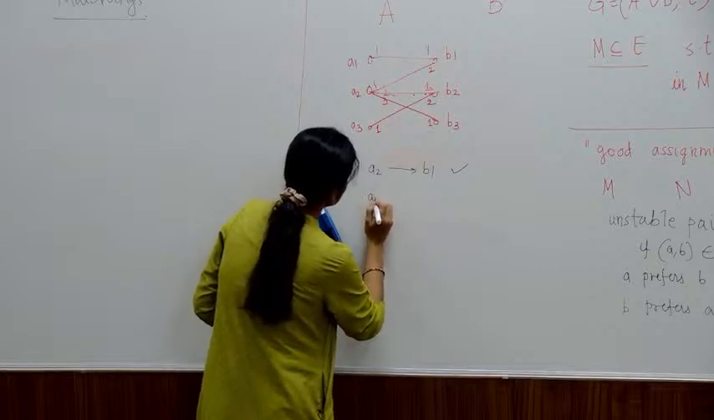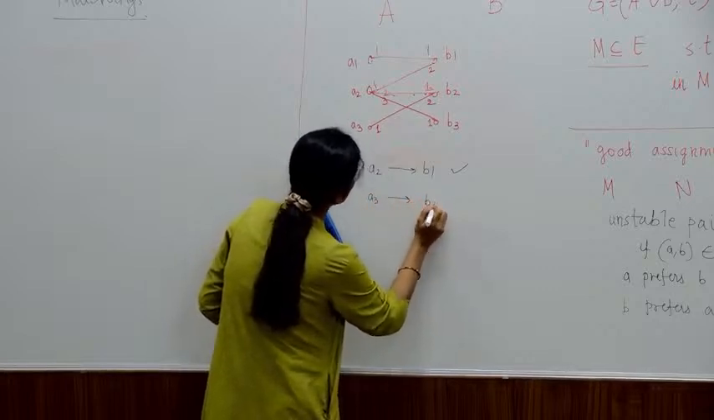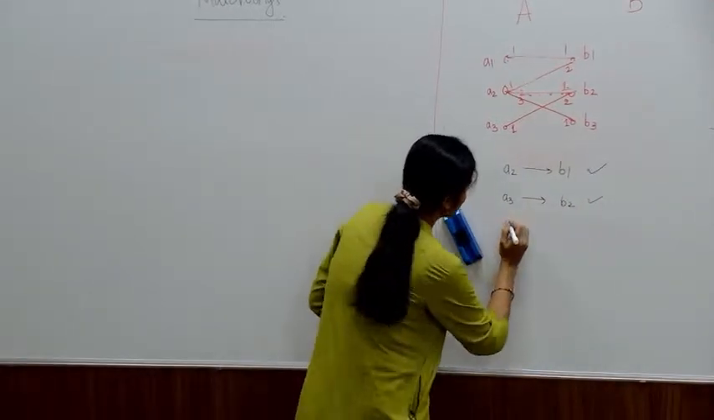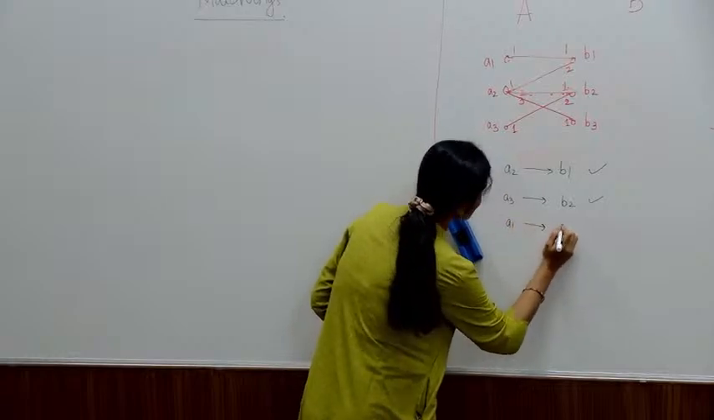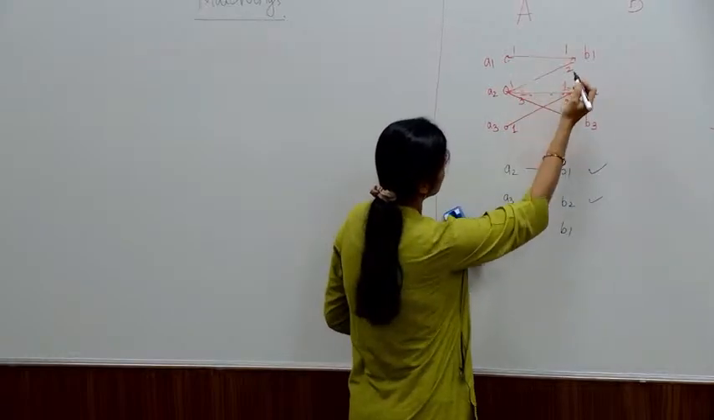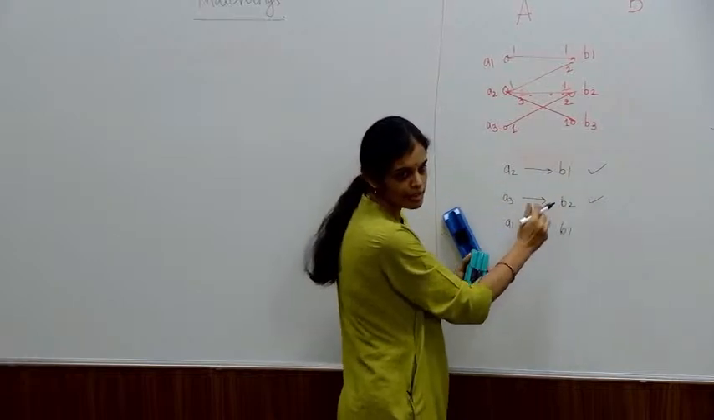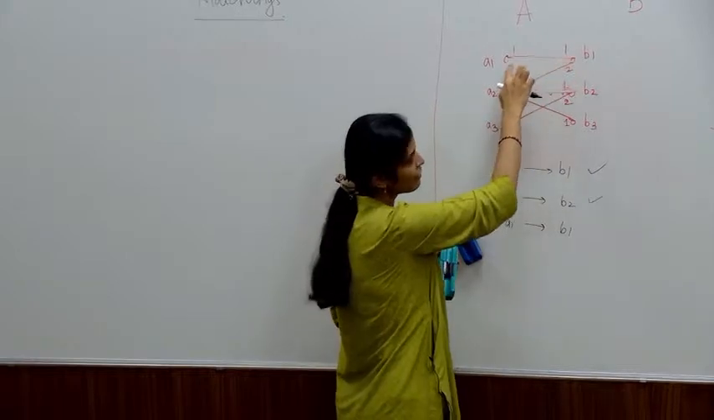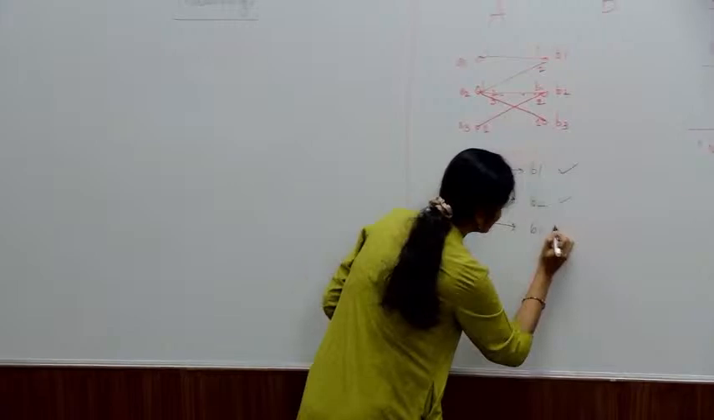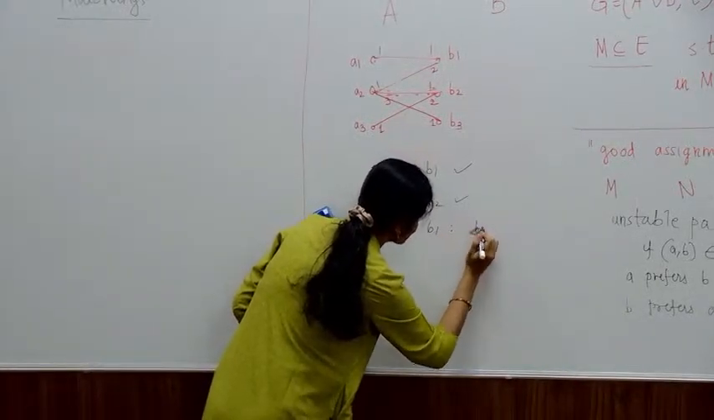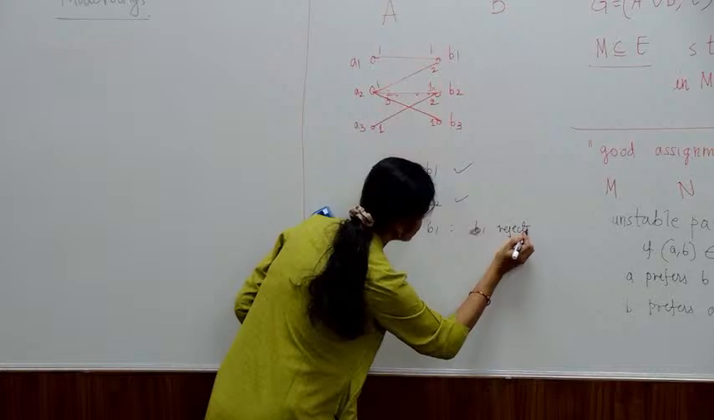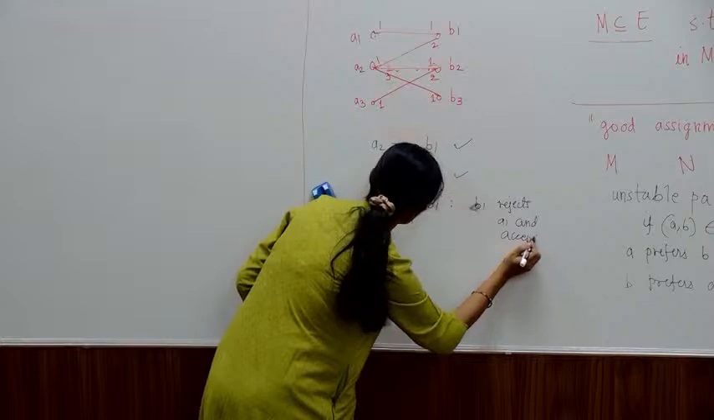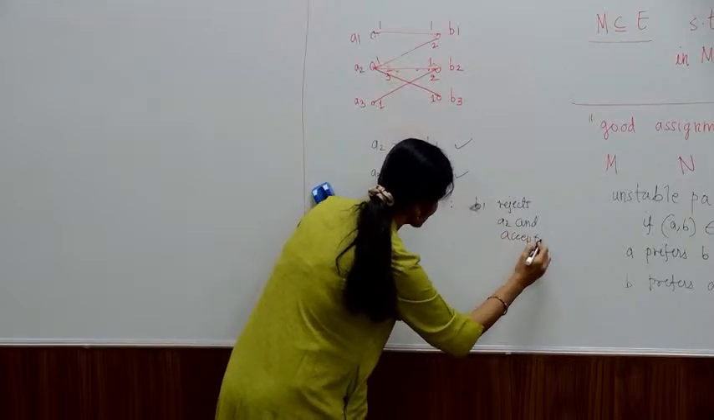After this, A3 applies to B2 because that is its top choice, and B2 also has nobody, so B2 accepts it. After this, A1 applies to B1, and B1 now sees that it has a conflict because it has tentatively accepted A2, but it sees a better preferred application, and therefore at this stage B1 rejects A2 and accepts A1.